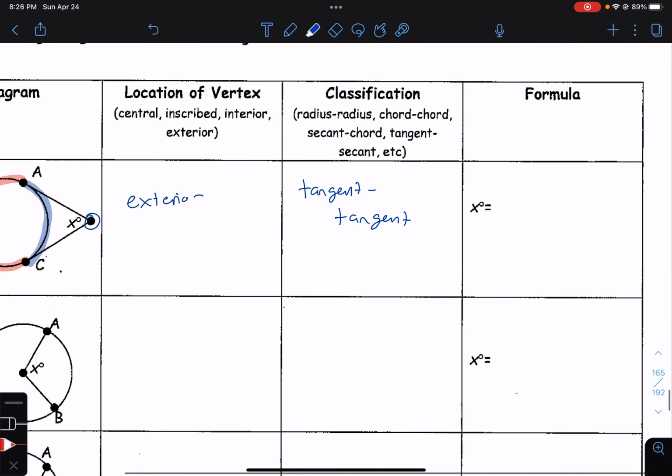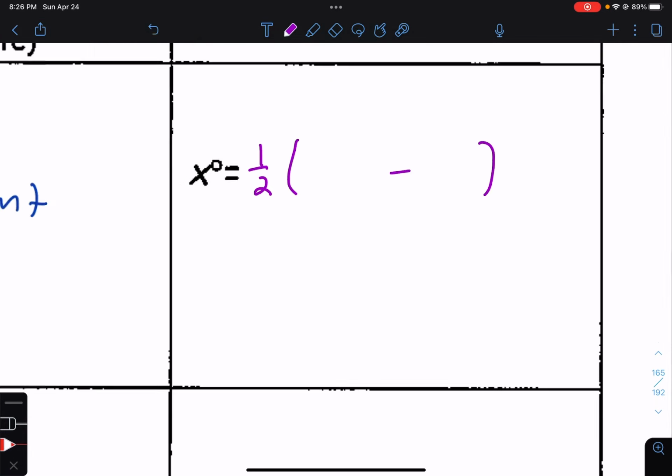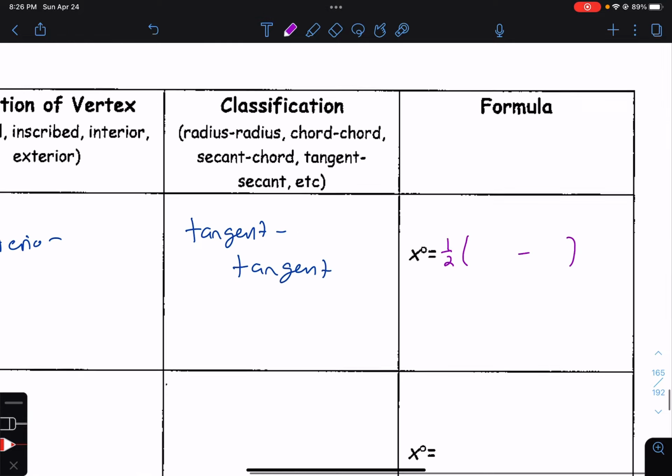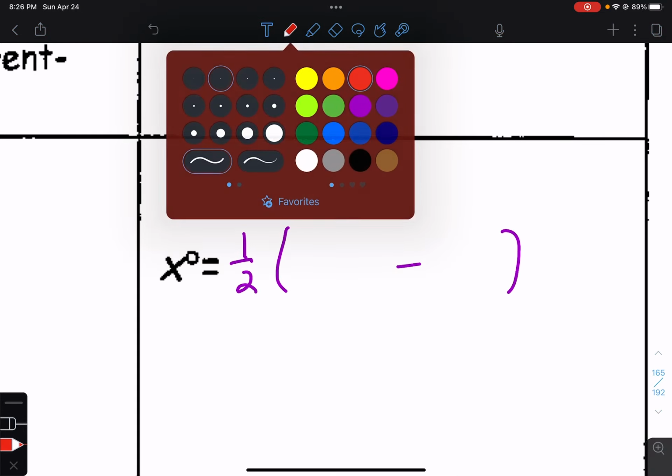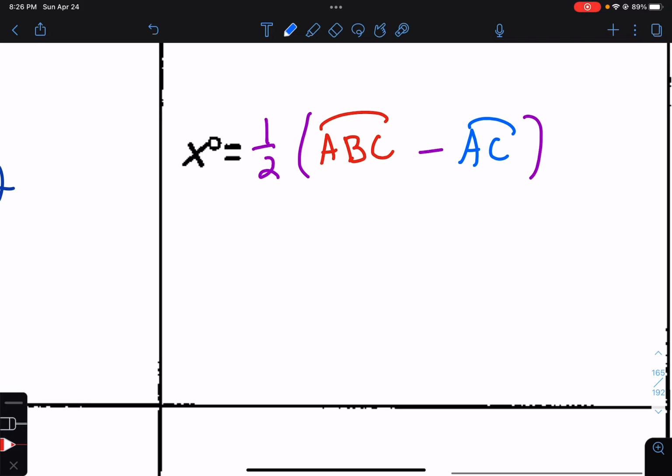So to find the value of x, what we're going to do is put 1/2, and it's going to be arc ABC. So we take that big red arc, and then we subtract arc AC from it. And another equation we could use here would be x plus arc AC is equal to 180. That is another equation you can use here.